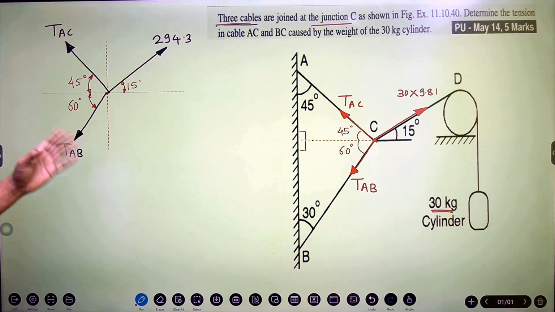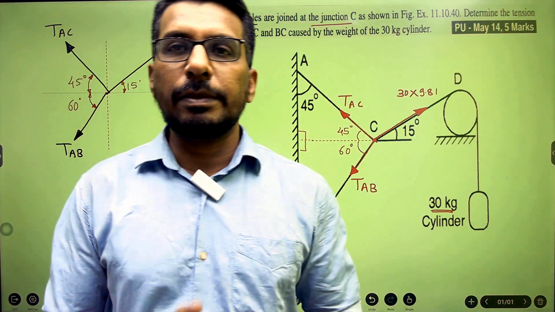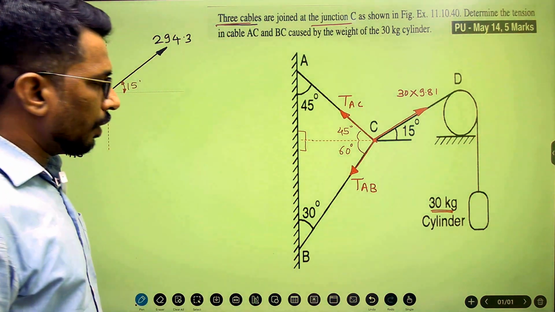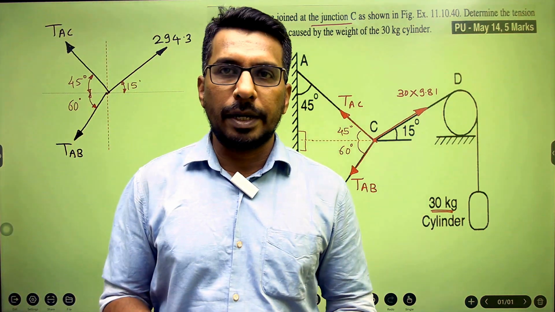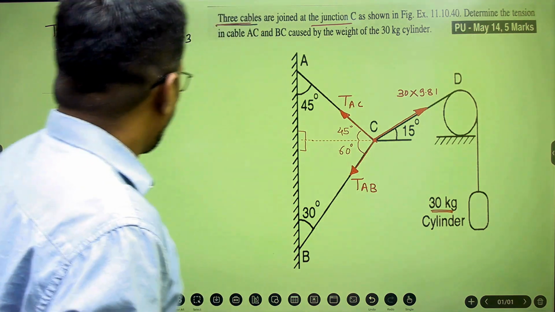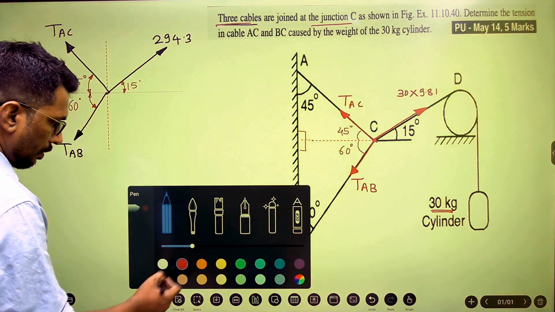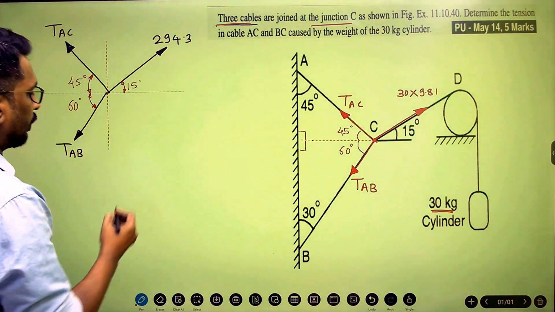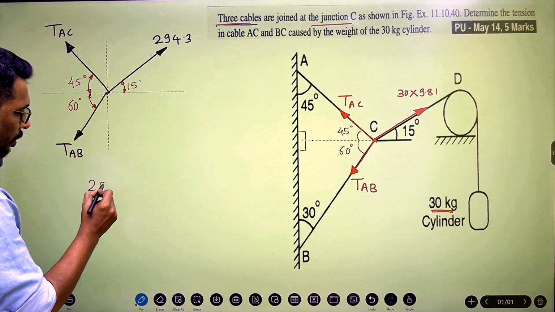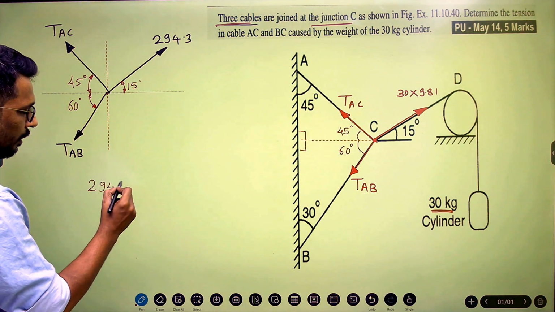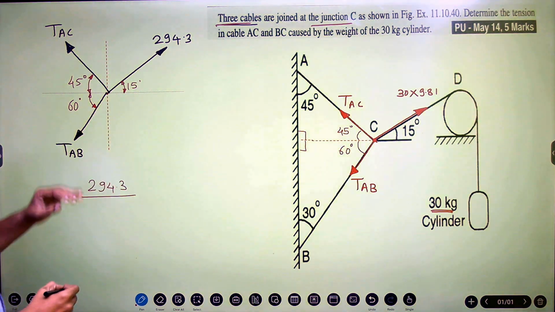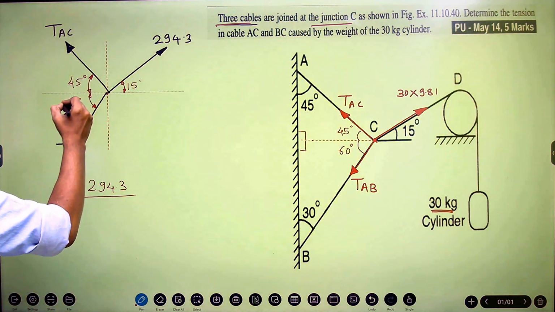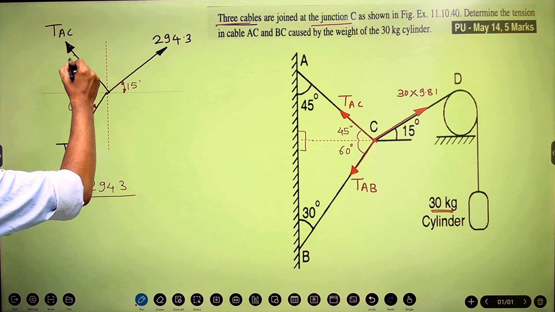So now I'll consider these three forces for the further calculation, and I'll apply Lami's theorem in order to find out the tension in AC and the tension in AB. Now according to Lami's theorem, we have already discussed what Lami's theorem is and how to apply it. So if I apply the equation, then the equation will be: I will go with the known value, that is 294.3, divided by the angle between the other two forces. So this is 45 plus 60, I consider the whole angle between these two.